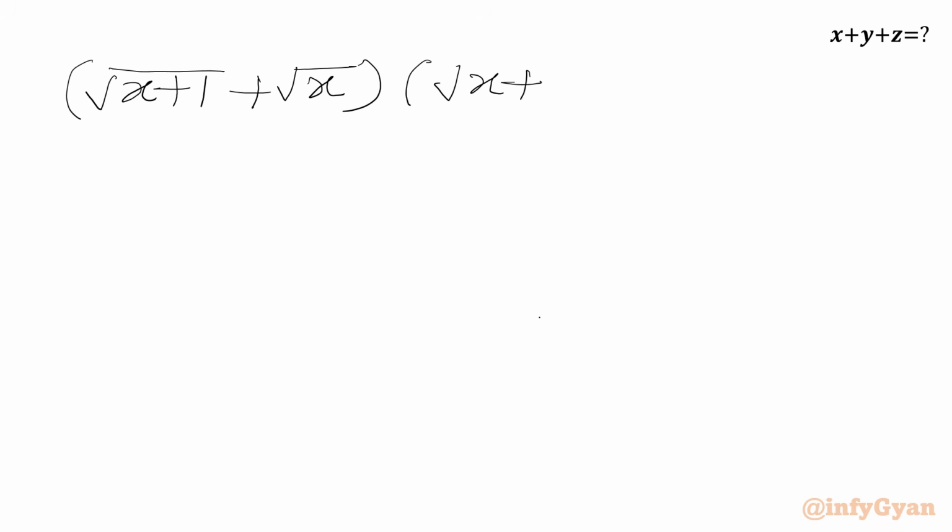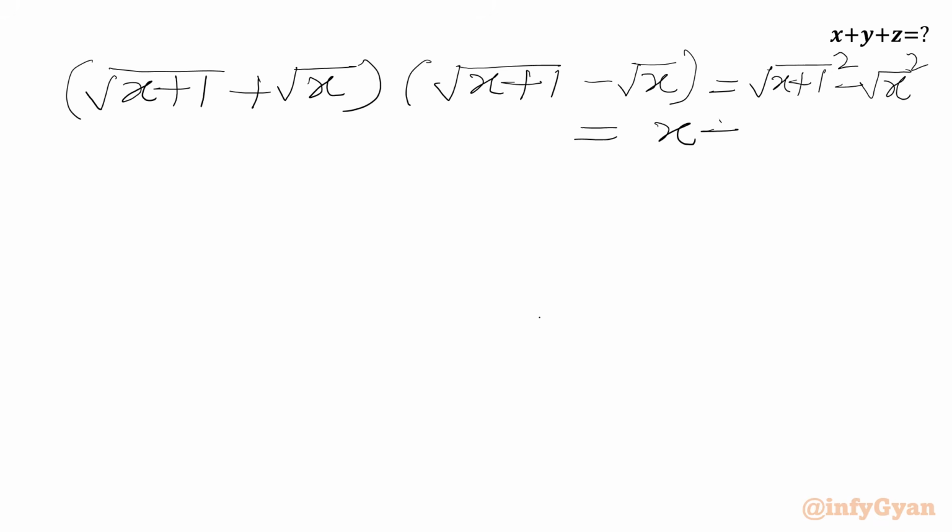Let me write here square root x plus 1 plus square root x, and let's multiply this with square root x plus 1 minus square root x. A plus b times a minus b. We can use difference of two squares formula, and we can write square root x plus 1 whole square minus square root x whole square. Square root and square will get over. We will write here x plus 1 minus x plus x minus x will be over. We will get 1.